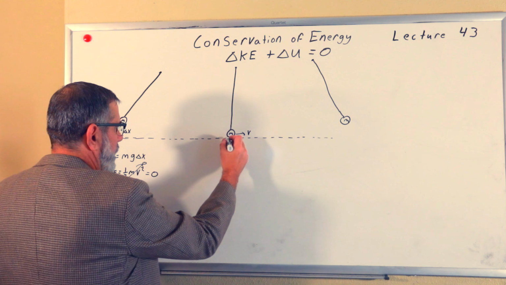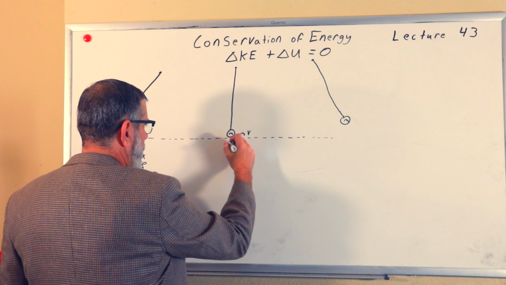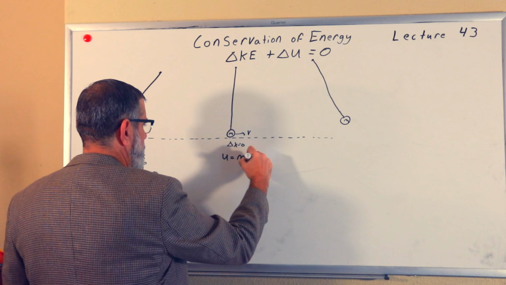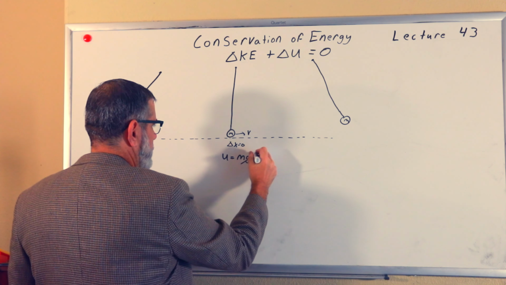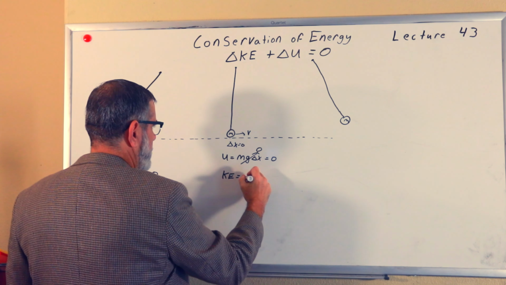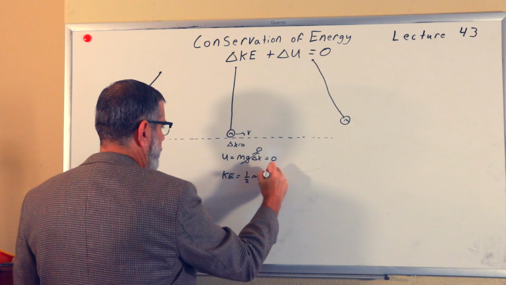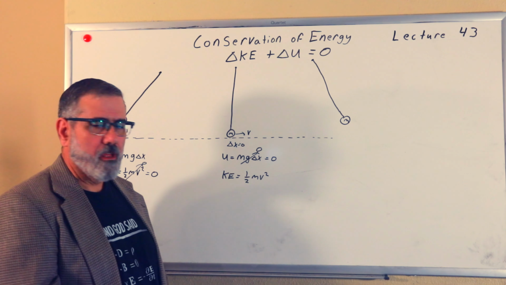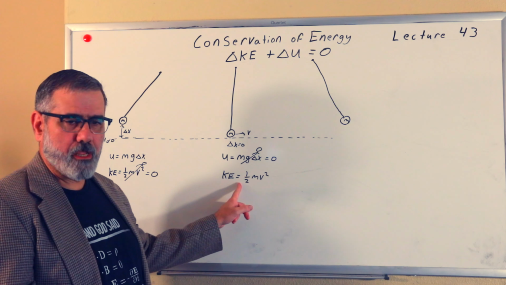Now the delta x is 0 here, so I'll write delta x is 0 at this point. Which means that the potential energy, mass times g times delta x, is 0. Whereas my kinetic energy is equal to 1/2 mass times the velocity squared. So at this point, all of the energy of the system has been transformed into kinetic energy, you see?